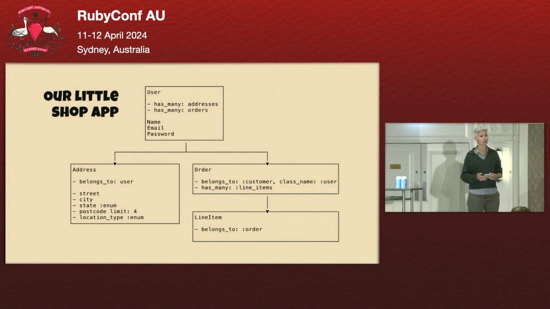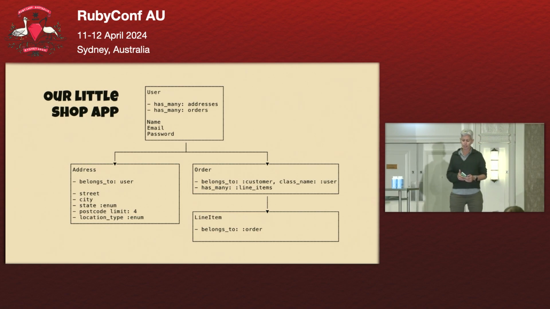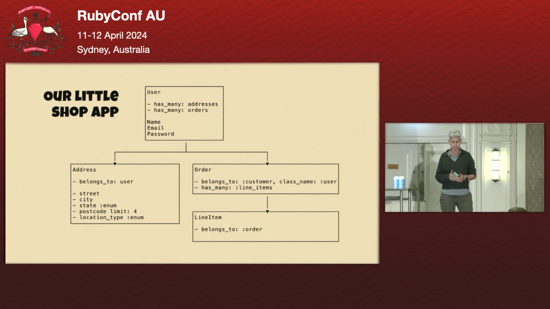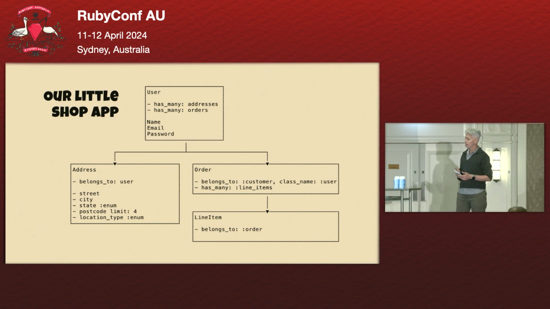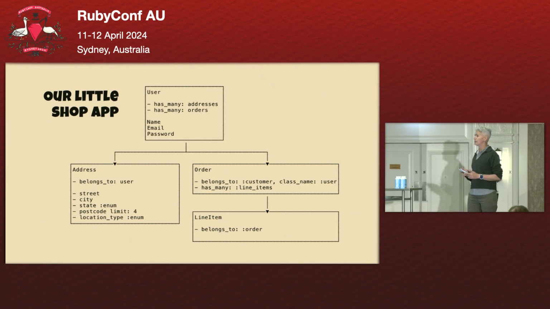For this talk, I've created a small app. This is a domain. And a domain has a user, and the user has many addresses. The addresses could be a home address or a billing address. We also have an order that belongs to a customer, and an order can have many line items. So we're going to use this very simple app to explain some of the concepts that I want to work with.